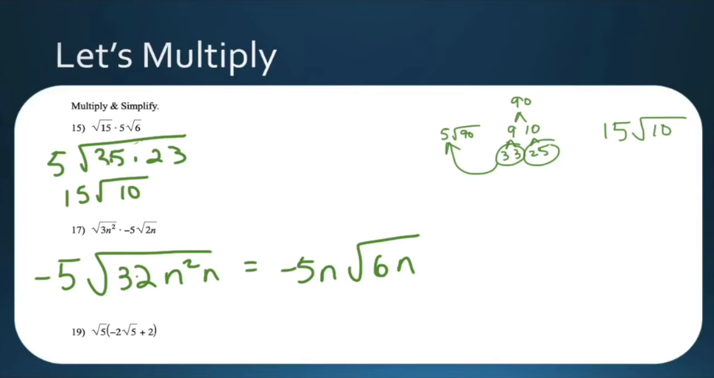Are we gonna do 19? Yes, we're going to do 19. Let's do it together. Number 19 is a distributive property. We're going to distribute that square root of 5 to the first thing. So we'll have a negative 2. What happens to square root 5 and square root 5? What does it become? Just plain old 5.